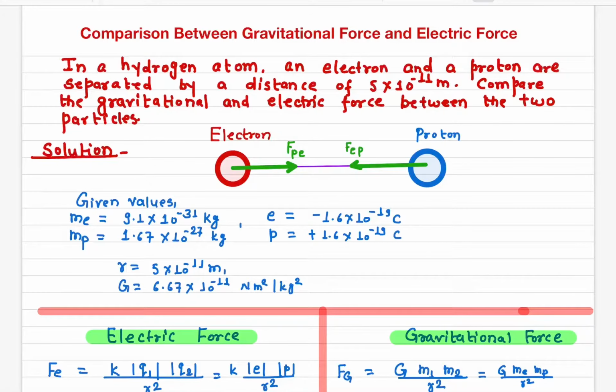The simplest atom we can have is the hydrogen atom, which has one proton and one electron. So now we have one electron and one proton here, and we're going to compare the electric force between the electron and proton, and the gravitational force between the electron and the proton.